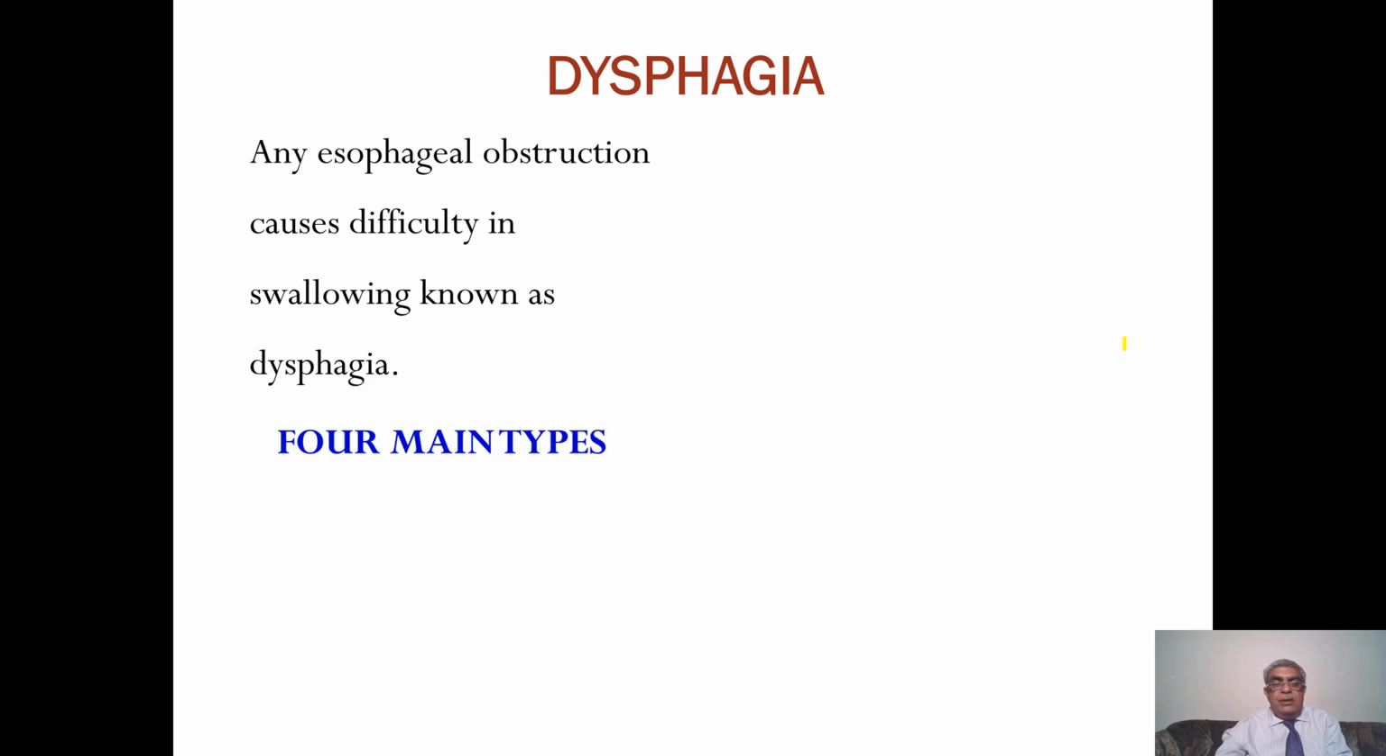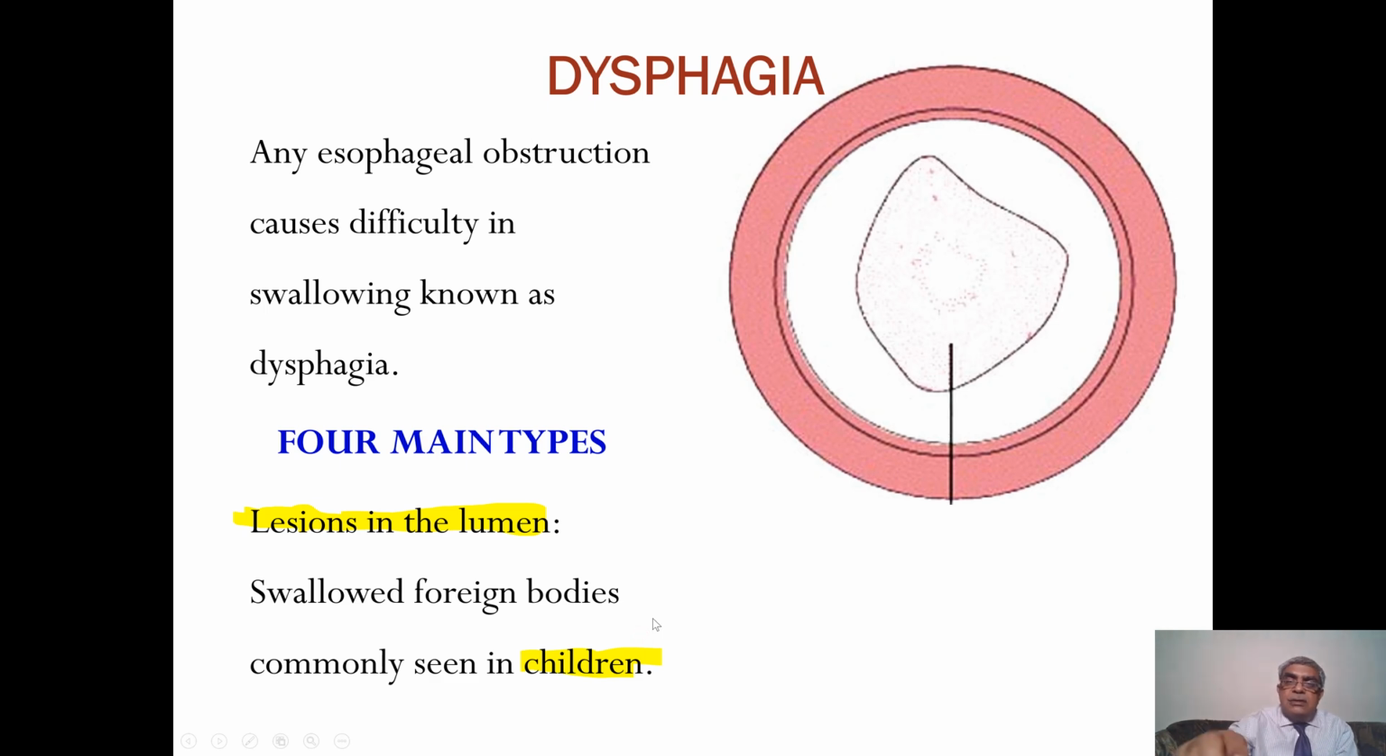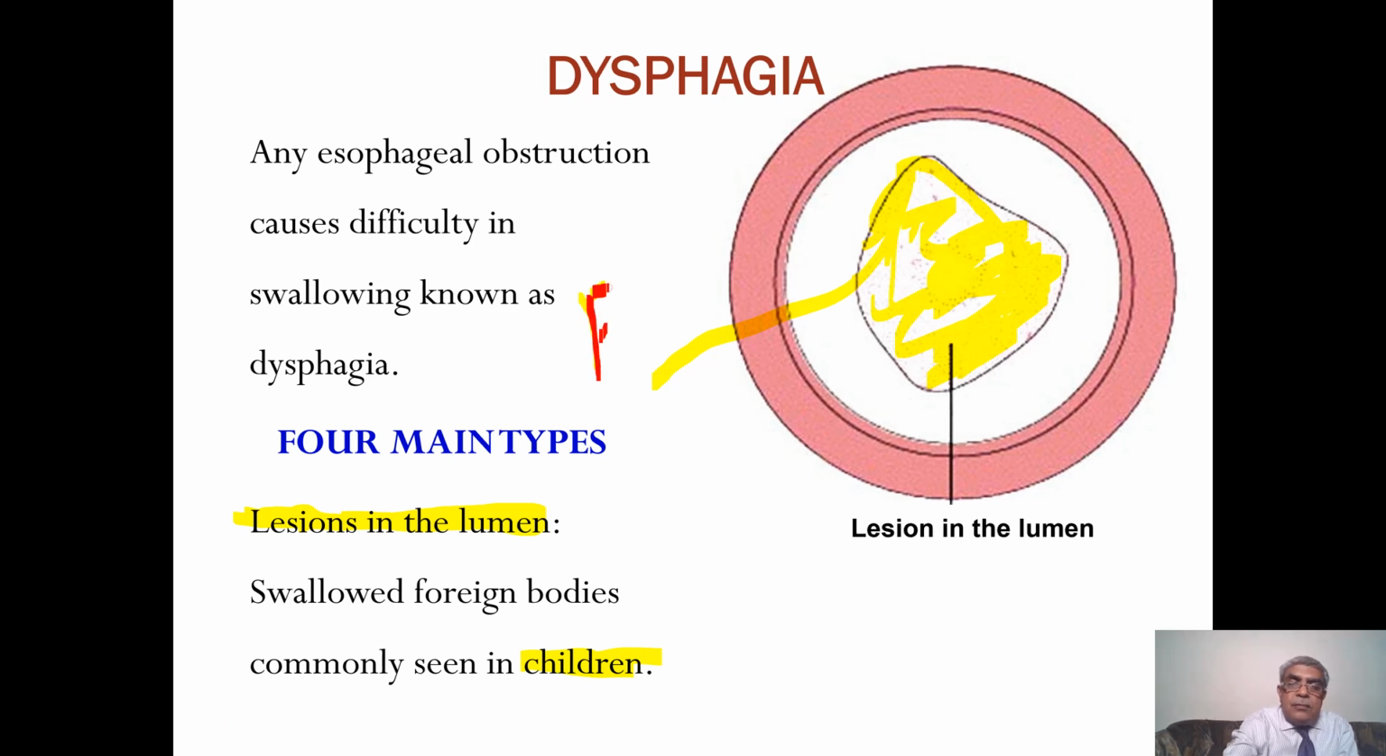And the causes are, there are four main types: lesions in the lumen, and among the lesions in the lumen, that is, swallowed foreign bodies, which are commonly seen in children. Look at that. This is the esophagus, and this is the foreign body, you can appreciate it. This is the foreign body, which is present in the lumen and obstructing the passage of the food.